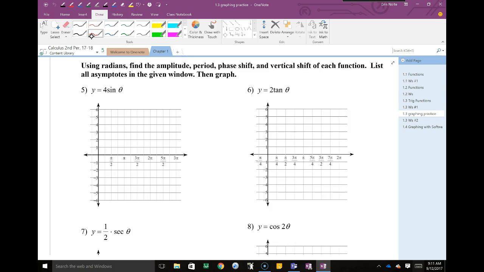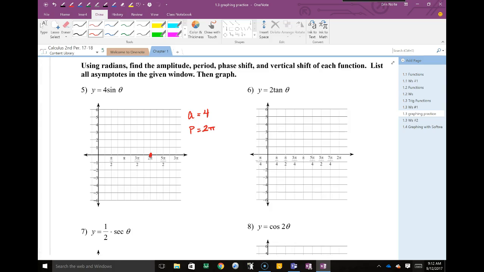So tell me what my amplitude of this function is. 4. What's my period? 2 pi. Okay, do I have a phase shift? No. Vertical shift? No. Asymptotes? No. If they don't have them, you don't have to list them. I'm fine with that. The period is basically telling me where my sine function is going to end. So I'm going to put a point where this is going to end, and then a point where it's going to start.